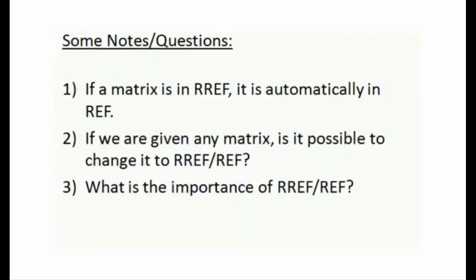So this leads us to one of the big observations here, and that is that if a matrix is in reduced row echelon form, it automatically has to be in row echelon form. That's because if it's in RREF, it satisfies all 4 properties, specifically the first 3 properties which we need in order for the matrix to be in REF. Now a couple questions might come up. The first question might be, if we're given any matrix, is it possible to change it into RREF or REF? We're going to answer that question in the next lesson. And a second question that may have come up is, what is the importance of reduced row echelon form and row echelon form? And I'm going to save that question for a future lesson.